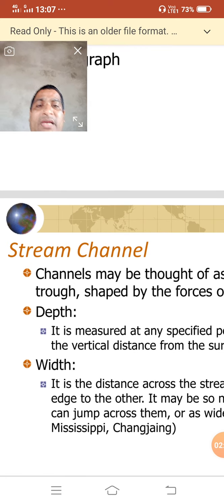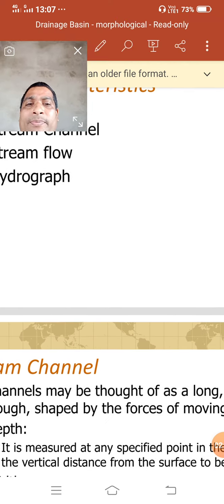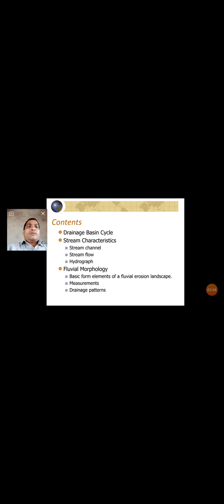What is meant by stream channel? A stream channel may be thought of as a long, narrow trough shaped by the force of moving water. Narrow trough means undulation and denudation like curve. The trough is concave towards upward direction, that is the trough, and this is the crest.